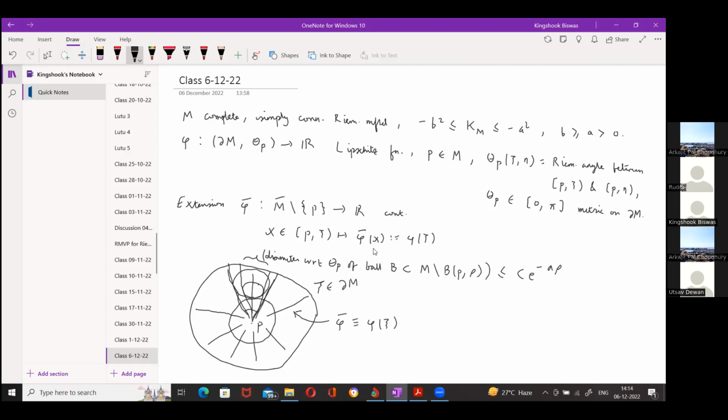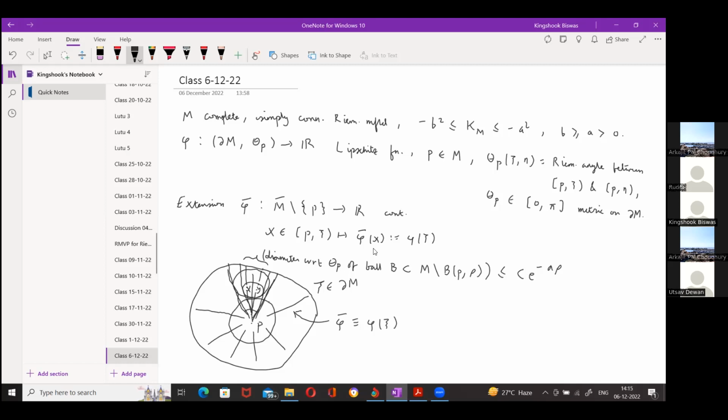What we use this to prove is, if I take this function phi bar, and take this ball which is outside the ball of radius rho, let's say this ball has radius 1 or radius 2, then if I take any two points in this ball, say x and y, then phi bar of x is the same as phi of this boundary point, and phi bar of y is the same as phi of this boundary point, and the angle between these two boundary points is less than a constant times e to the minus a rho.